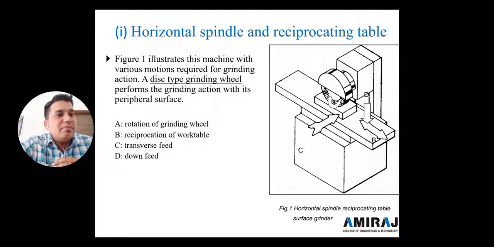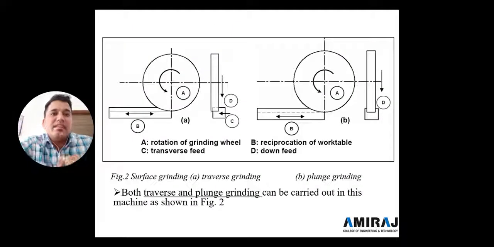Transverse feed, that is C, is used for the transverse feed. We can consider it as the y-axis, and downward feed. Feed is a different thing, and the wheel rotation, that is A rotation of the grinding wheel, we can consider as the z direction. So as per this diagram, we can say it is a 4 degree of freedom horizontal spindle reciprocating table machine. Let's see the next one.